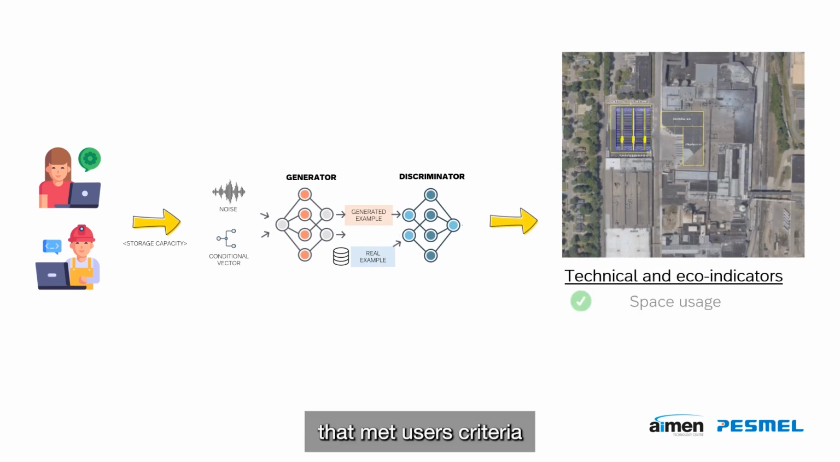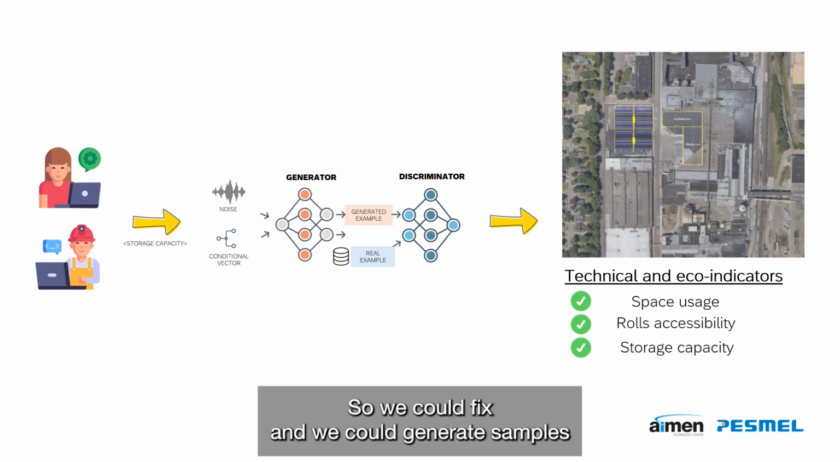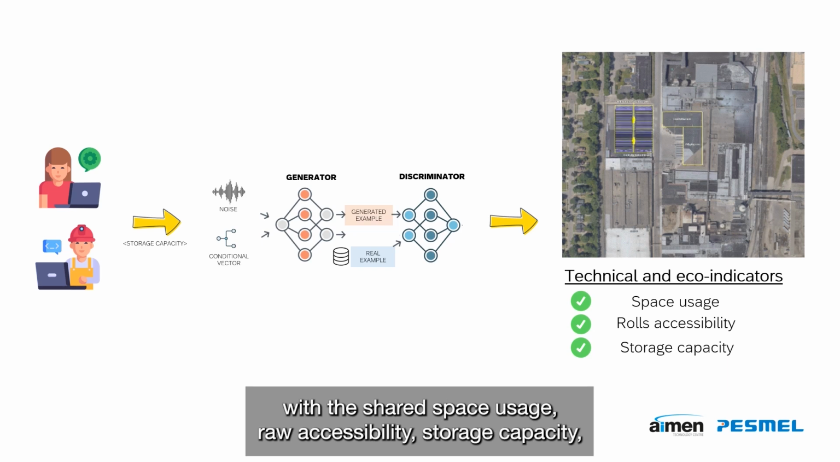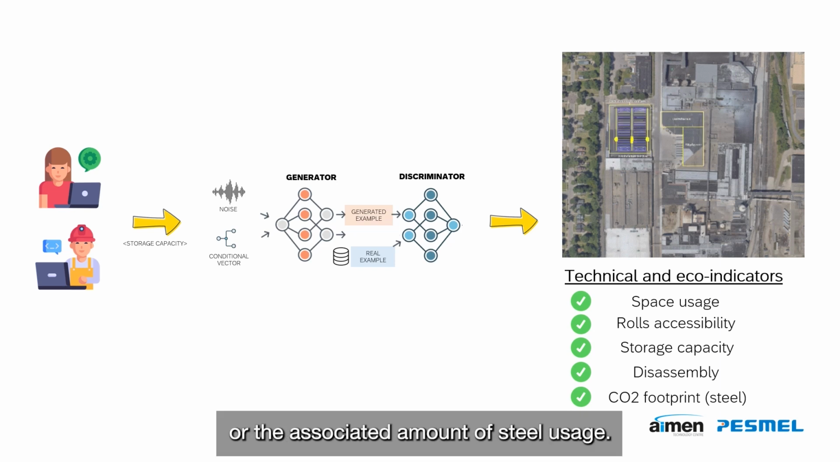that met users' criteria regarding these technical and eco indicators. So we could fix and we could generate samples with the desired space usage, rows accessibility, storage capacity, disassembly, or CO2 footprint, or the associated amount of steel usage.